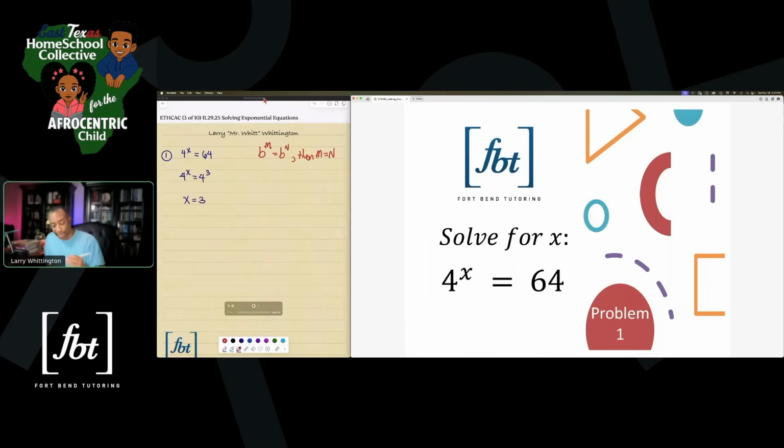Okay, and what we're going to do with that is we're going to red box our answer just like that. And there you have x being equal to 3, and that is a done deal.